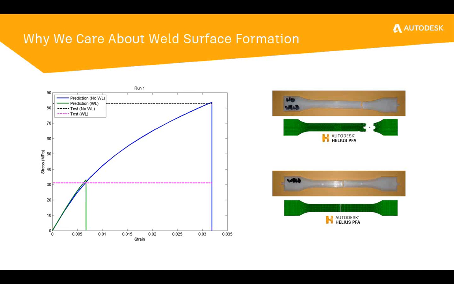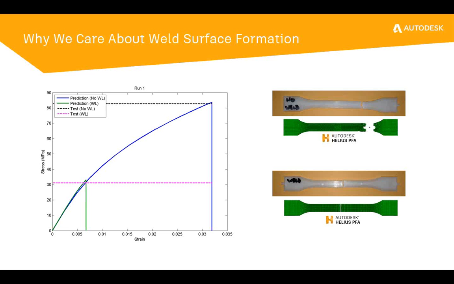Now let's look at how the simulation, when we account for the weld surfaces using Helius PFA, how those will match up with these experimental results. What we did is we went and created a finite element model and a mold flow model of these coupons, and we, in the top picture, very similar to the real world example, we filled this dog bone coupon from right to left and did not have a weld surface located in our coupon. And in the bottom picture, we filled it again from both sides, so we got that nasty butt weld right in the middle of our coupon.